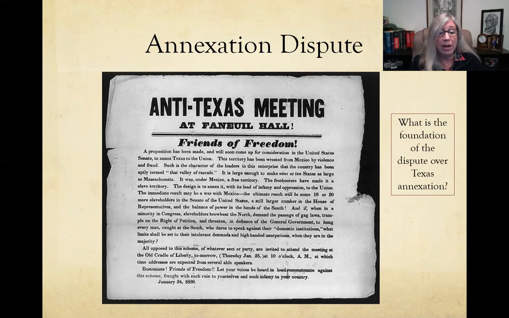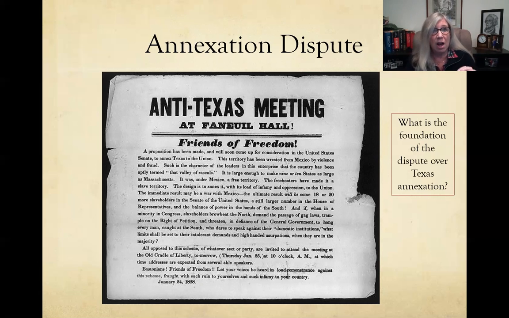And if, when in the minority in Congress, slaveholders browbeat the North, demand the passage of gag laws, we've already talked about the gag rule, trample the rights of petition, and threaten in defiance of the general government to hang every man caught at the South who dares to speak against their domestic institutions, which is code for slavery, what limits shall be set to their intolerant demands and high-handed usurpations when they are in the majority? So again, they're inviting people to come and voice their opinions about opposing Texas annexation.